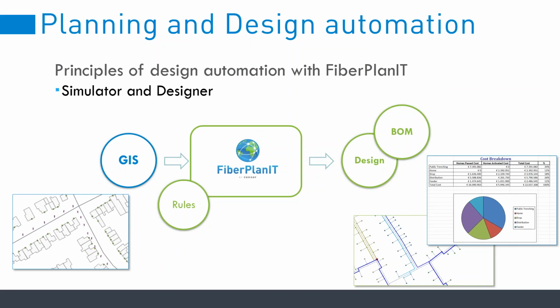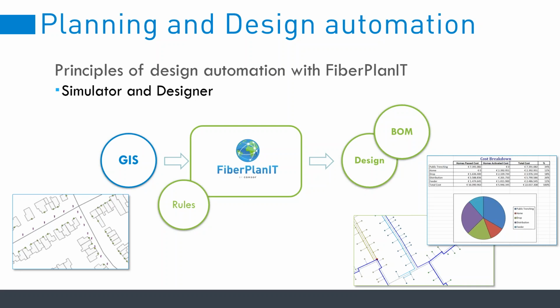Now, let me first explain to you a bit more how planning and design automation works with FiberPlanIT. So this applies to both our simulator solution and our designer solution. Basically, it takes in GIS data, detailed geographical information of your area, like buildings and streets. Existing infrastructure like poles or ducts or manholes are all taken into account.